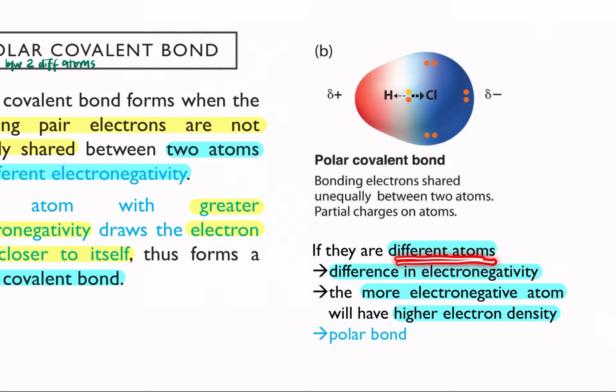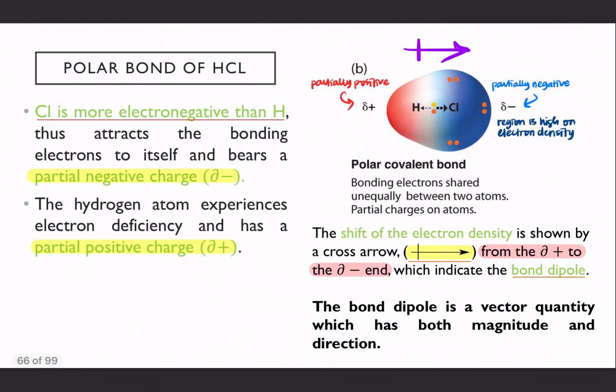Okay. So for HCl, for polar covalent bond, if they are different atoms, that means that the atoms have difference in electronegativity. Okay, the more electronegative atom will have higher electron density, or pull the electron density closer to itself. So therefore, the bond will be a polar bond. Okay, so let's look at HCl, with more explanation.